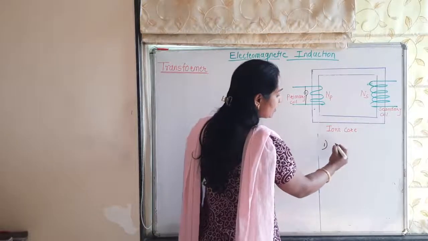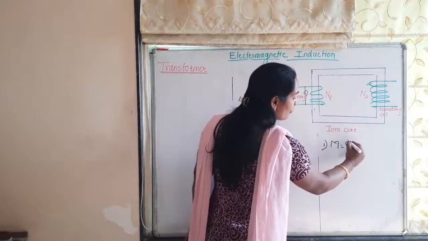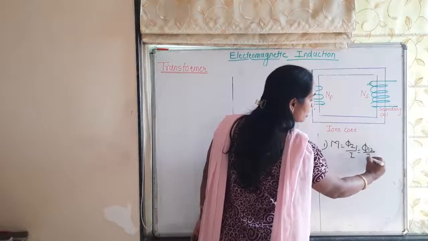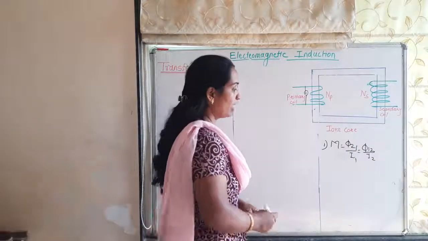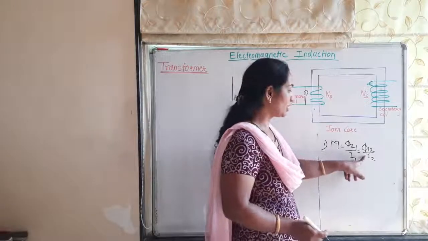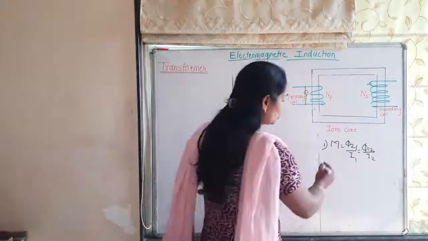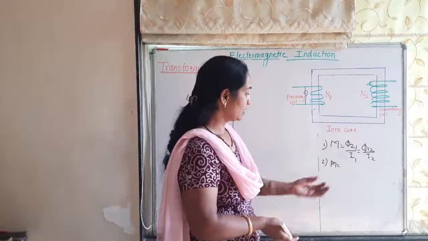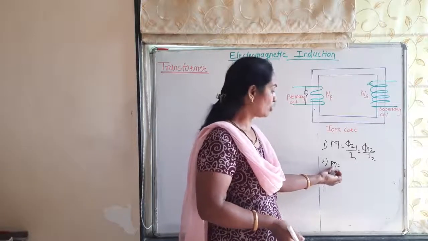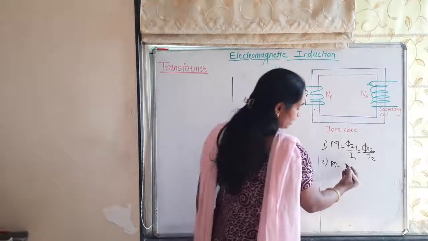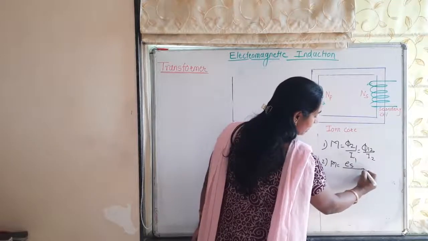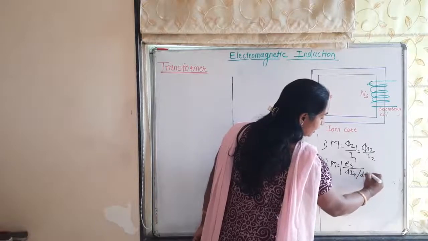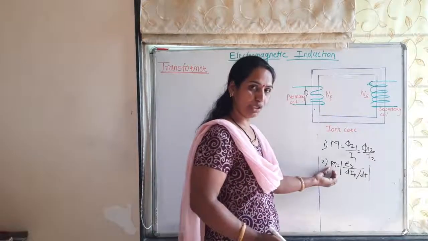First definition: M is equal to phi 21 upon I1, or phi 12 upon I2. Then the second definition, the alternative method: the mutual inductance value is equal to ES upon dIP upon dt. This is the second definition of the mutual inductance.